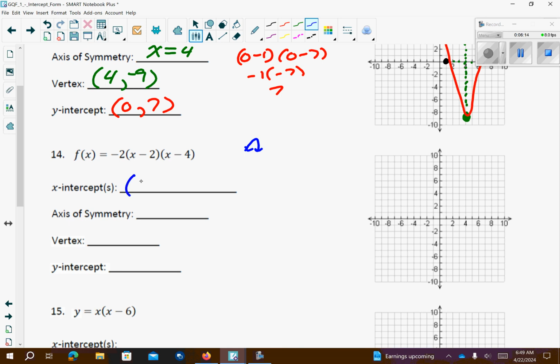All right, the x-intercepts, opposite of that, so 2 comma 0, opposite of that, 4 comma 0. So what number is halfway between 2 and 4? Yeah, 3. So I have an axis of symmetry at x equals 3. We have a vertex, which is going to be at 3 comma something. So we're going to take the 3, and we're going to plug it in. We're going to use the entire part of the problem.